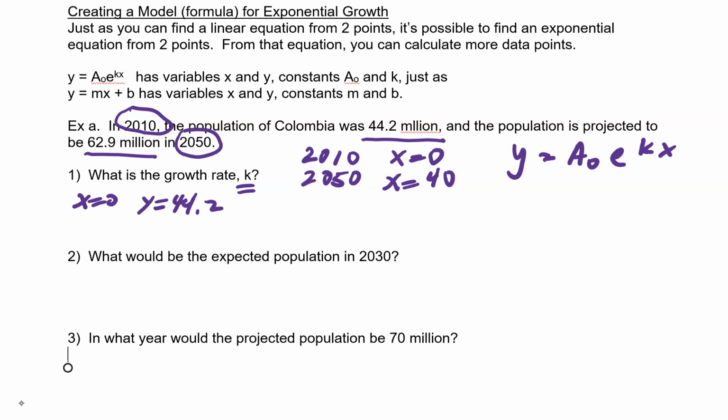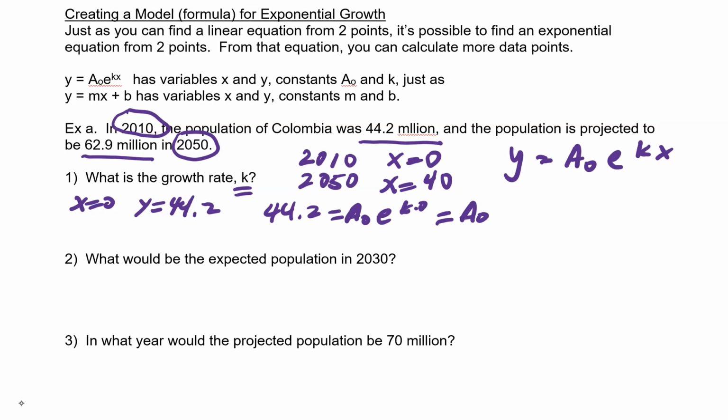And let's see what happens when we plug in here. When I let y equal 44.2, I get that this is equal to a0 e to the k times 0, and k times 0 gives us 0. So this is just going to be e to the 0, which is 1. So this is equal to a0. So we can update our equation now, plugging in for a0. We get y is equal to, and now we've got a number for a0, which is 44.2 e to the k times x.